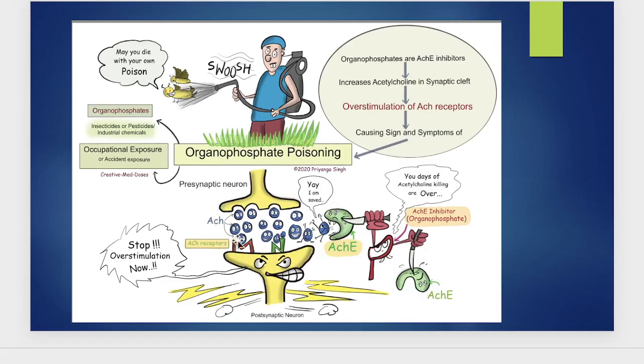So therefore, magsistay yung acetylcholine dito because there will be no product or substance that will inhibit their action. So therefore, there will be overstimulation of your receptor. So because of that overstimulation of your acetylcholine receptors, it will now cause the different signs and symptoms of your organophosphate poisoning. I hope that is clear.